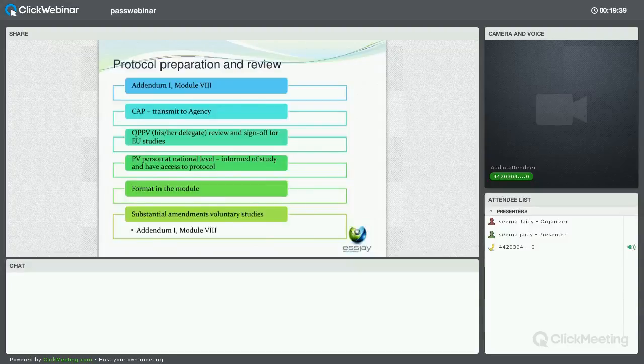If you have a centrally authorized product, you need to transmit that to the agency. When you're putting a protocol together, it's important that you can show that the QPPV or delegate has reviewed and signed off for the EU studies. And you mustn't forget your PV people at the national level as well, and ensure that they're informed of the study and they also have access to the protocol so that they know what's going on as well. Putting the protocol together, I haven't covered here, but if you go to Module 8, very clear guidance with regards to what should be considered and how to put that protocol together.